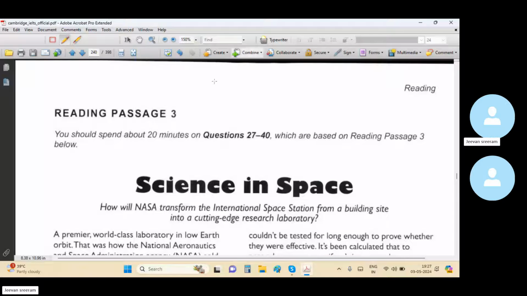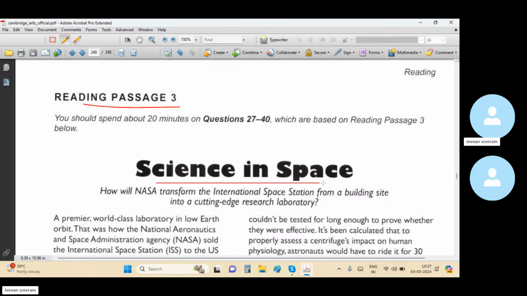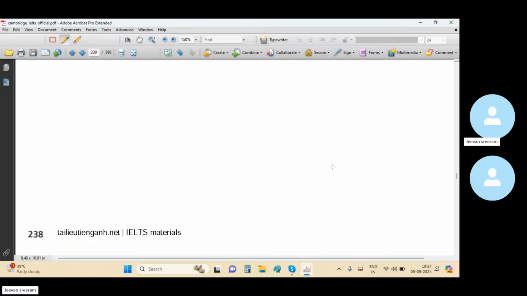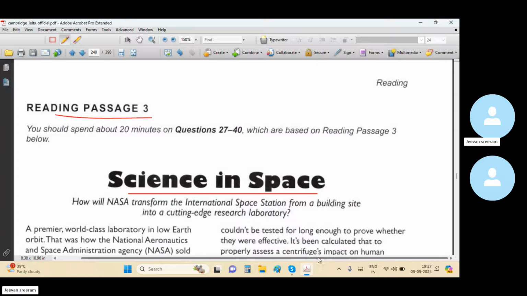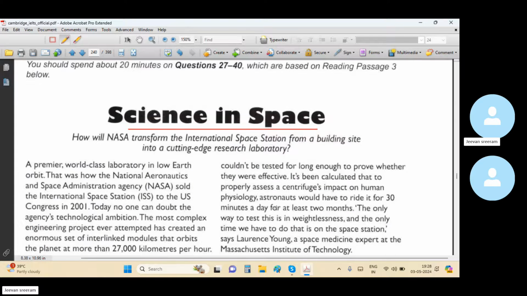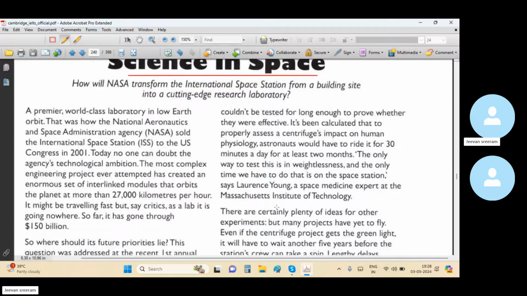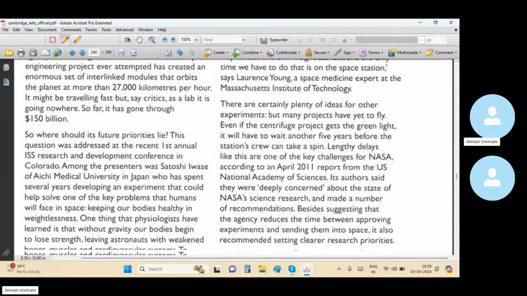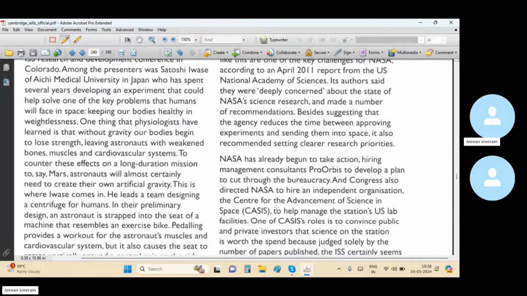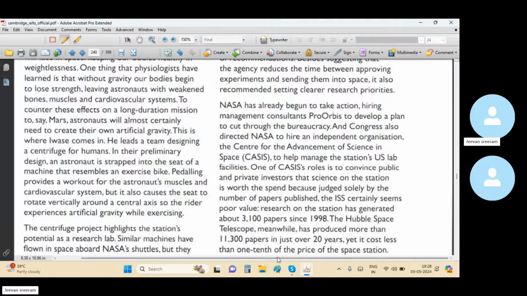In the last video, we discussed the overall meaning and exact meaning of each of the paragraphs of this passage. This is reading passage 3, Science in Space. This is test number 5 from the official guide. We discussed exact meaning of the whole passage in the last video. So in this video, we will discuss the following questions with the clear answer explanations.